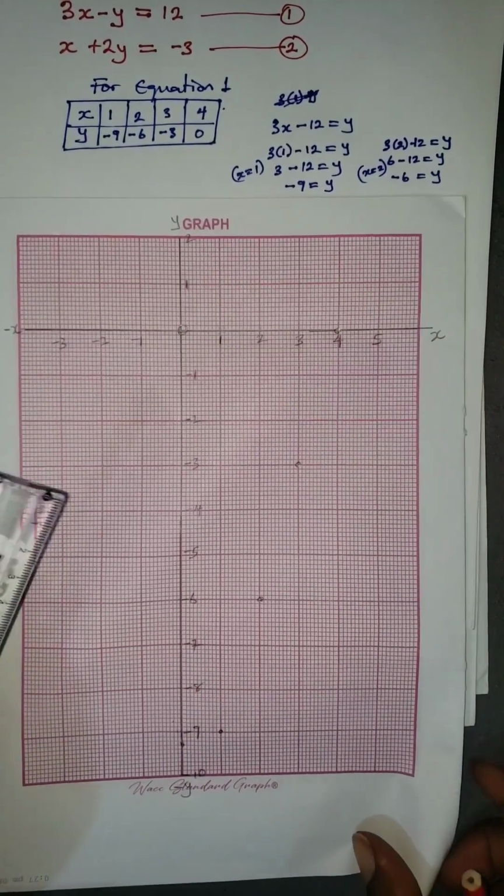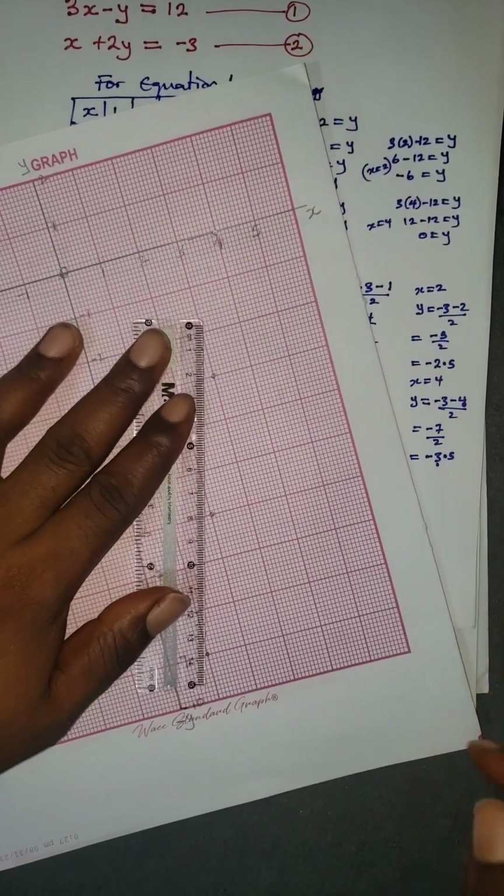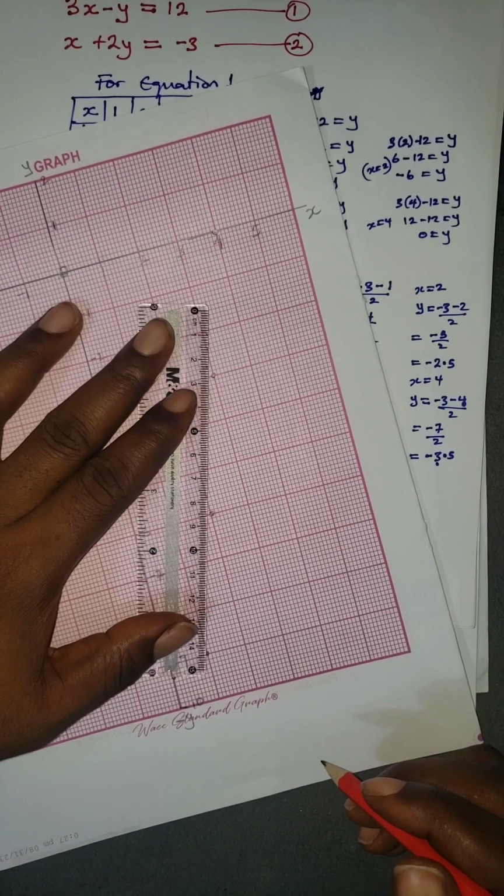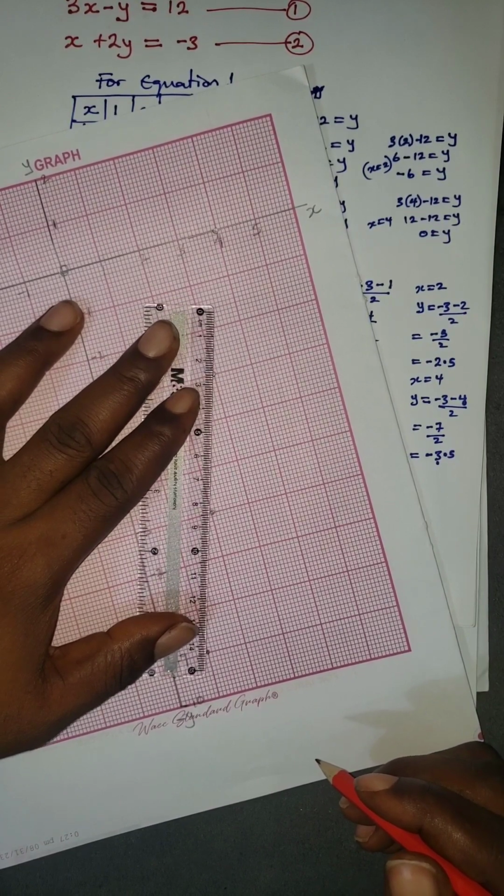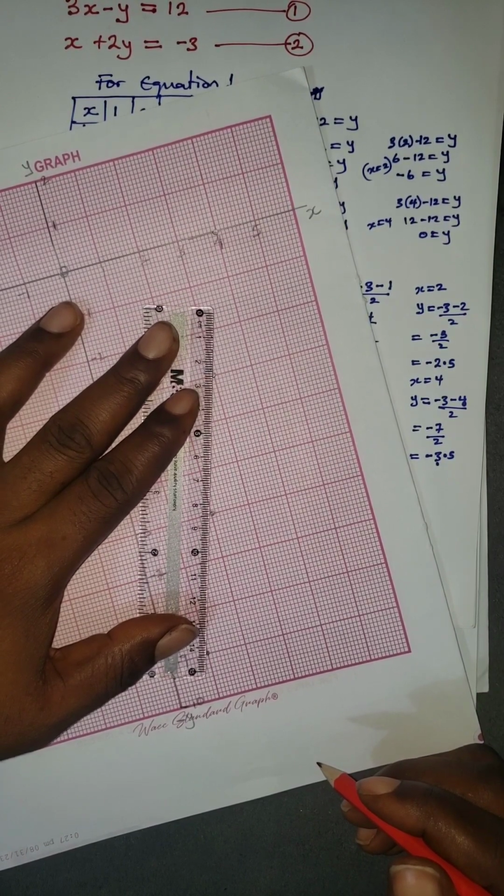So with the points that we have, we join them. You can see our ruler is not long. That's why it is advisable to use a long ruler.